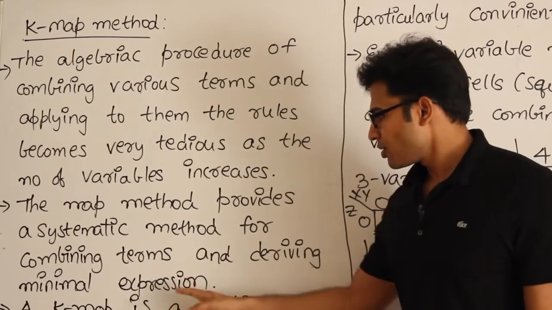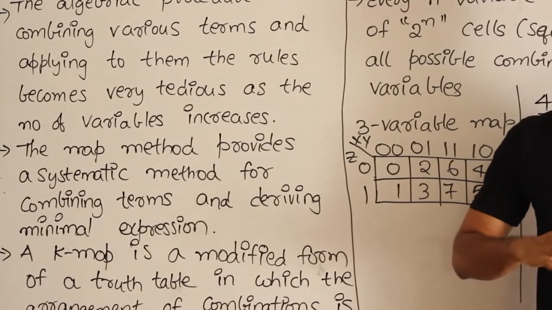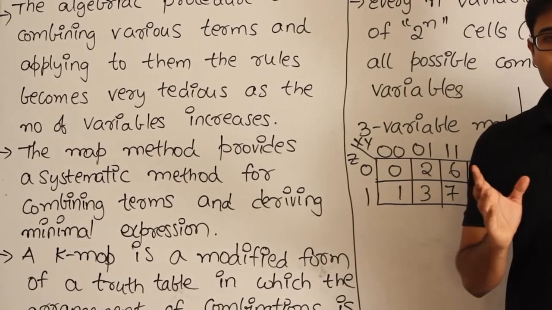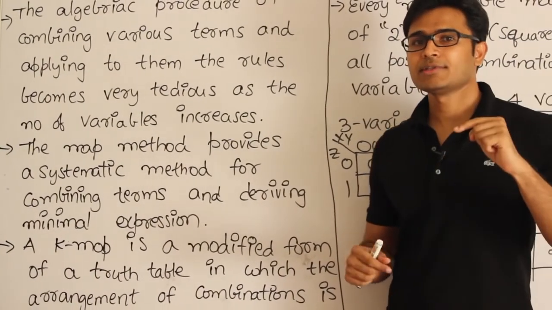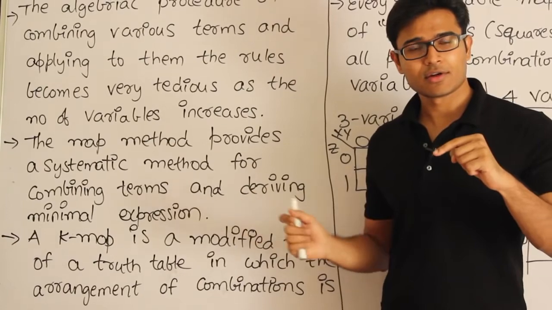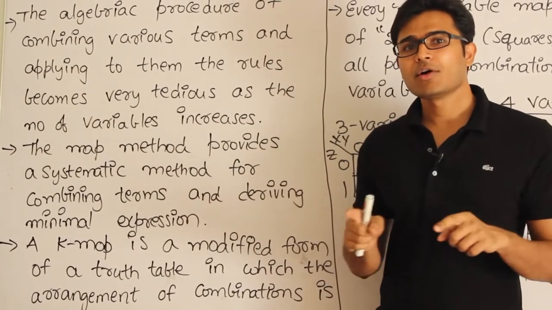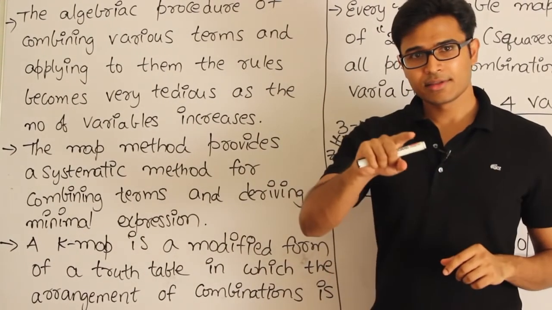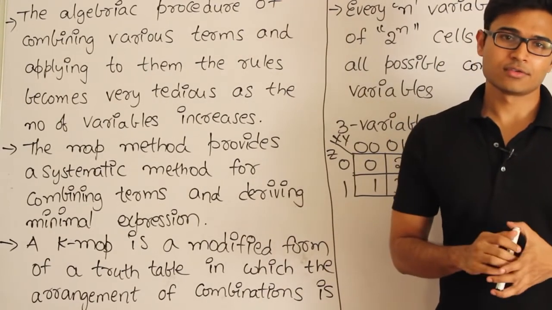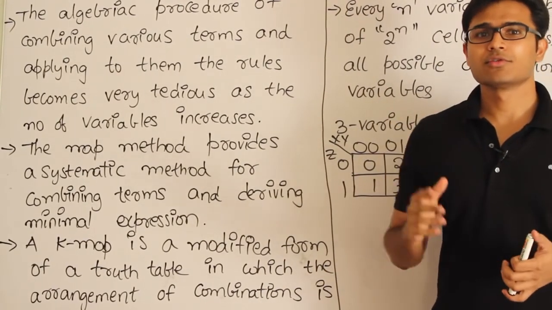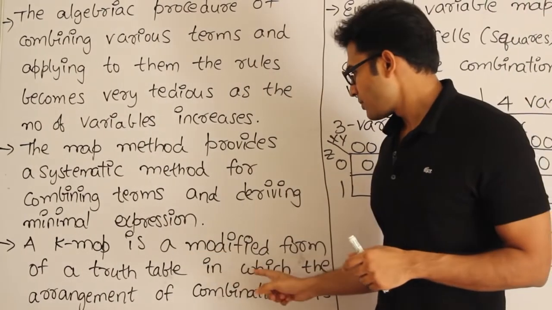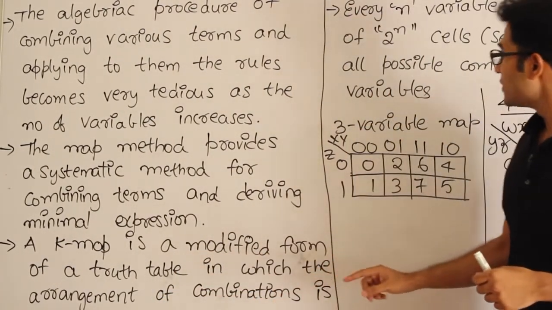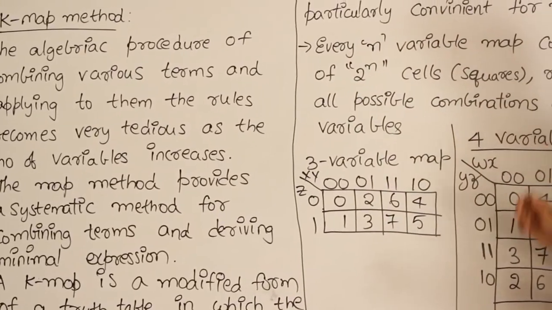A K-map is a modification of the truth table. So K-map is actually a kind of truth table, because in a truth table, what did you see? We find out all the combinations and then we assign the truth value. Similarly here also, in a K-map, for every combination there will be a designated cell. In the designated cell we write the truth value. Therefore K-map is a kind of truth table, even though it looks different, right? It is a truth table in which the arrangement of combinations is particularly convenient for minimization.